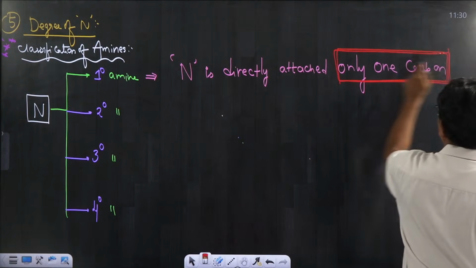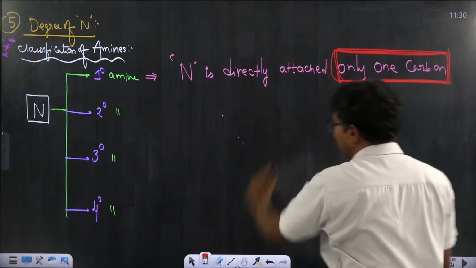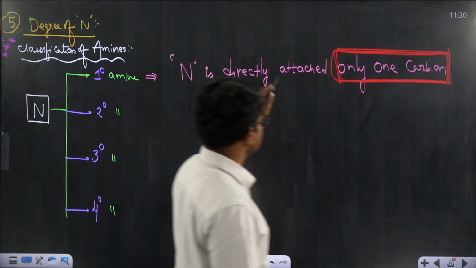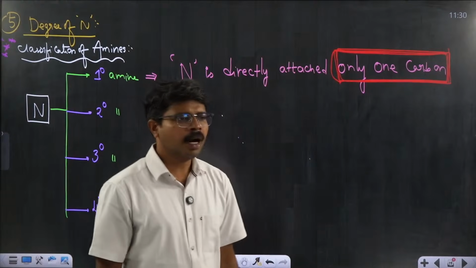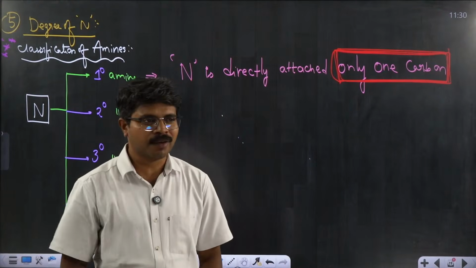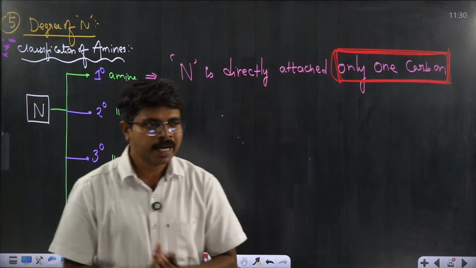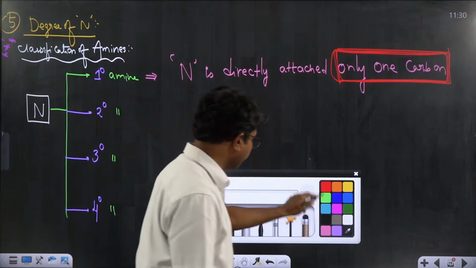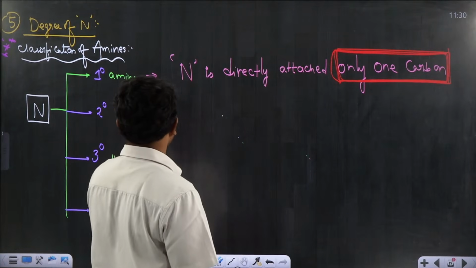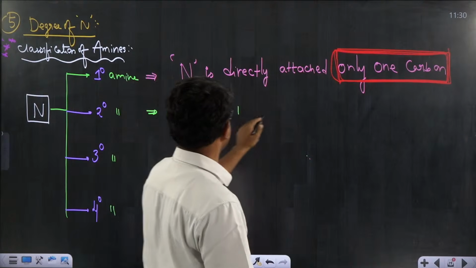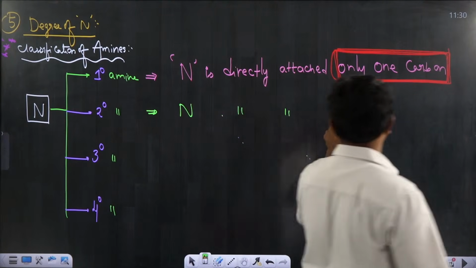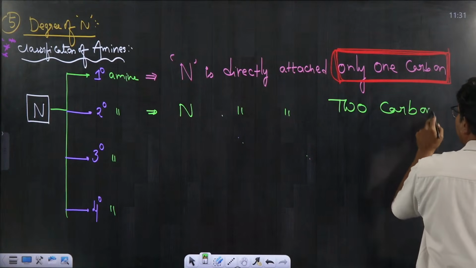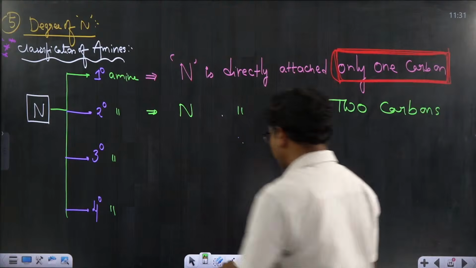So what am I saying, sir? I was trying to say primary amine is the one in which nitrogen is directly attached to how many carbons? It is only one carbon. It is not the primary carbon. Then moving ahead, secondary amine is the one in which nitrogen is directly attached to how many carbons? 2 carbons. It is not a secondary carbon, but nitrogen must be attached to 2 carbons.